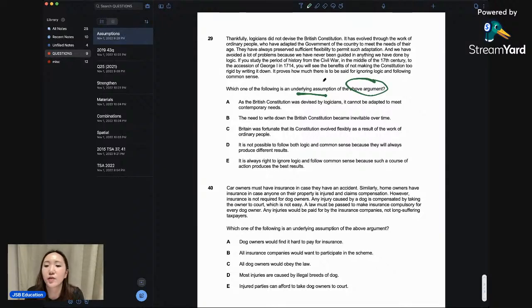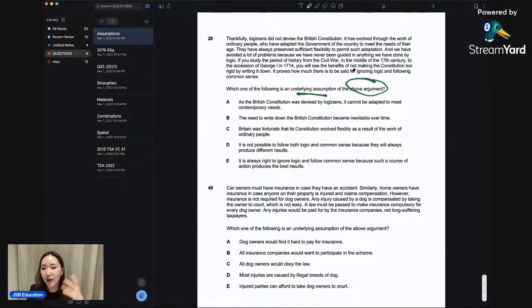With critical thinking questions, I do really like to think about it as if you're arguing with a friend, because it can help you to be really confident in what you're saying. So basically what this friend is saying to you is, oh, so good that logic didn't dictate the British Constitution, so good that we're ignoring logic and following common sense, because if we'd followed logic, we would have gotten a different result that wouldn't be as good as the one that we have now. Good thing we're following common sense, essentially, right? Forget all of this complex language and the example about the Civil War. The point they're trying to make is, thank goodness for logic.